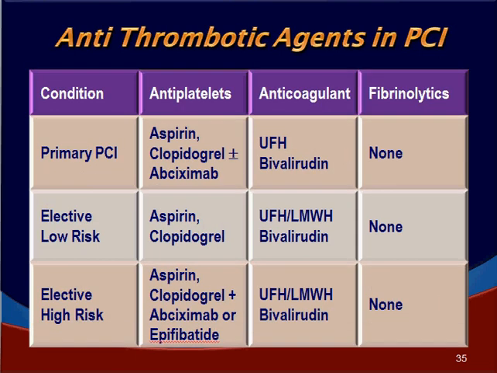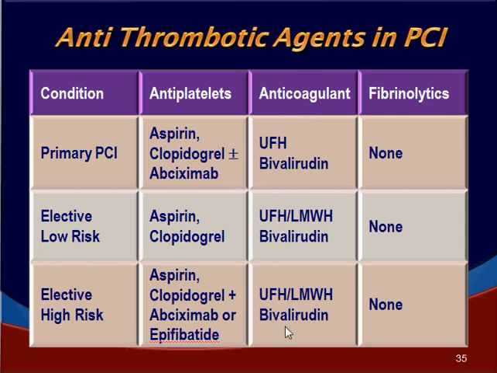What are the antithrombotic agents in PCI? When we select PCI, of course, we don't use fibrinolysis. That is why all the fibrinolytic agents are none. Whereas in primary PCI, aspirin, clopidogrel plus or minus a GP blocker, abciximab. Anticoagulation, unfractionated heparin or bivalirudin. When there is an elective PCI in a low risk patient, aspirin, clopidogrel, unfractionated heparin or low molecular heparin and bivalirudin. In an elective high risk patient, aspirin, clopidogrel along with eptifibatide or abciximab, one of the GP blockers, along with anticoagulation, unfractionated or low molecular weight heparin or bivalirudin.